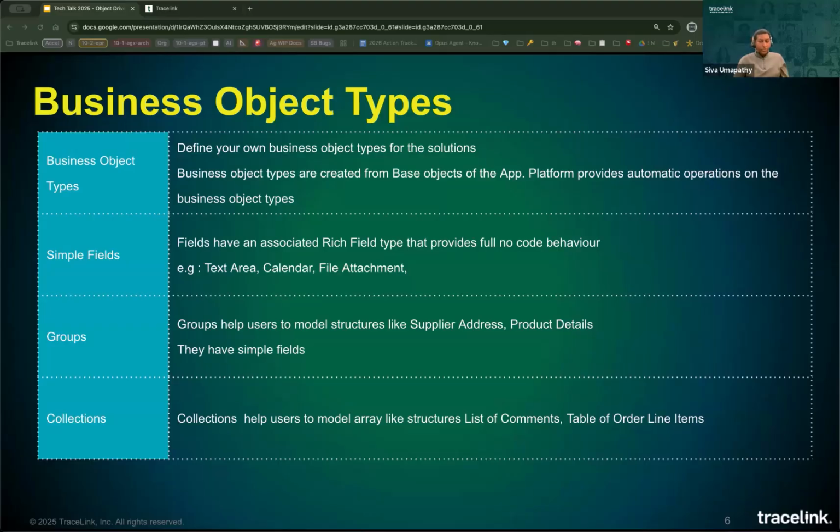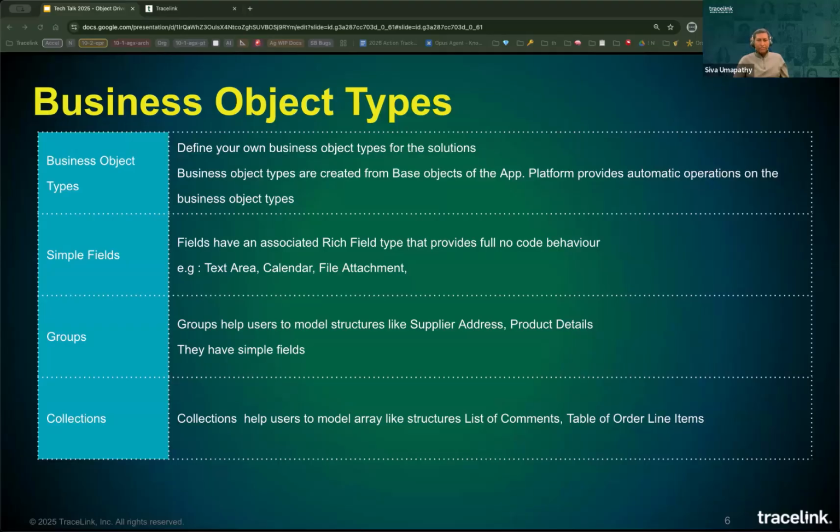Now, you could use these simple field concepts to build groups. If you want to have an address, you need more than a couple of fields, and they come together. You want to have the product details. Again, they come together, so you can define these groups.